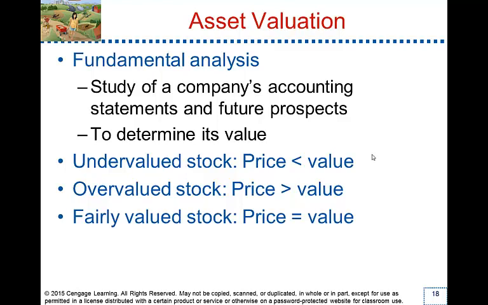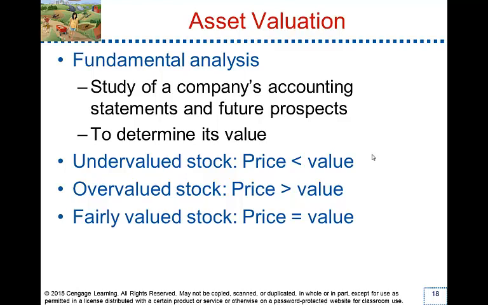So one way of looking at this is, first of all, you've got to study the company's accounting statements and their future prospects, because you're not going to invest in a company that you don't think is going to do well in the future. But to determine the value, basically, you look at the price and the value of the company. So if the value of the company is greater than the worth of the stock, if you like, then it's clearly undervalued. And there's lots of investors, by the way, who are professional investors, people like Warren Buffett.